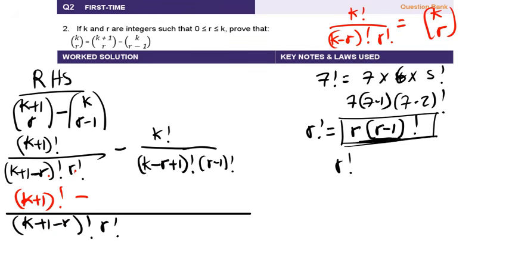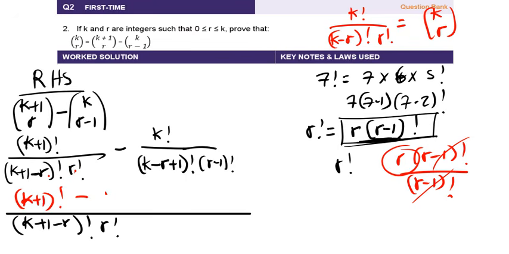Now if you look at this, I want you guys to look at this. r factorial is the same as r times r minus 1 factorial. We are dividing this by r minus 1 factorial. So you realize that this and this will cancel and remain with just r. So you have r times k on top. So you have r times k factorial, because of this k on top, that's what you have now.